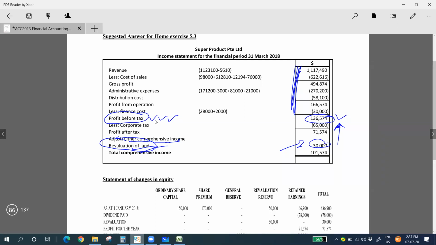Clear? Because the amount that we used already is before the revaluation gain, it means that this amount excludes gain on revaluation. That's why we are not required to adjust this amount when we do the cash flow statement. Clear? Very good.